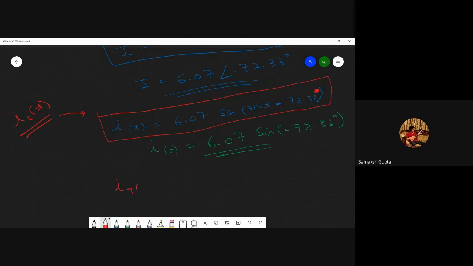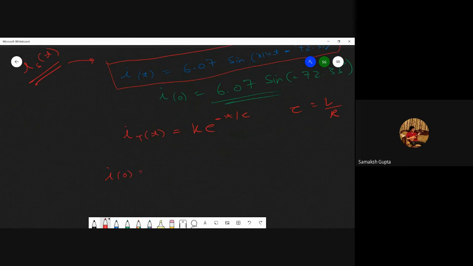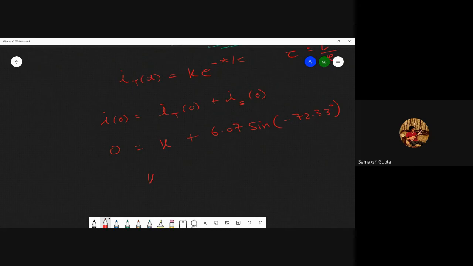So to find that transient component, I told you that we start with this form of a solution. Tau is L by R. And we need to find K. So what we do is I(0) is equal to I_tau(0) plus I_S(0). So this means that 0 is equal to K times the e term, which would go to 1 because we are putting t as 0, plus 6.07 sine of minus 72.33 degrees. And from here you can solve for K. K is equal to minus 6.07 sine of minus 72.33 degrees. So if you do this, your K will come out to be 5.783.